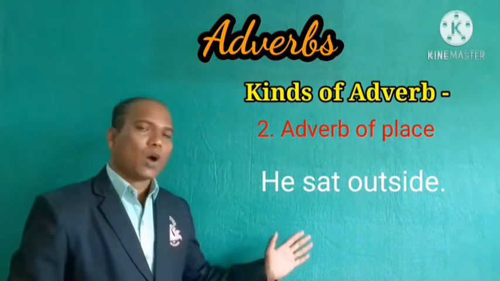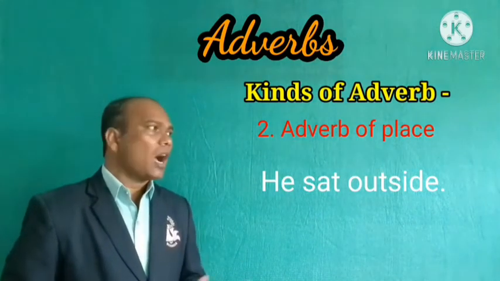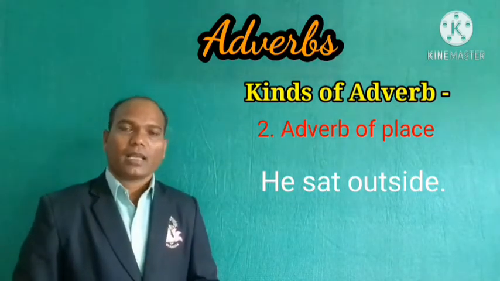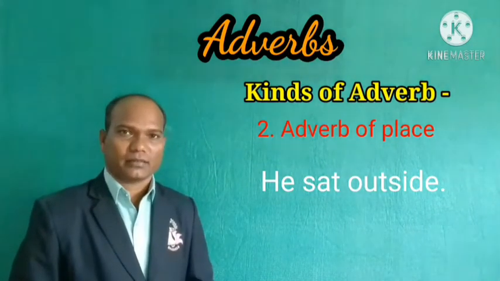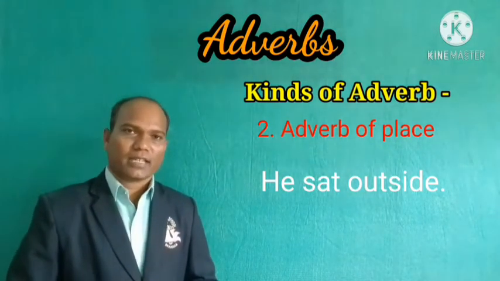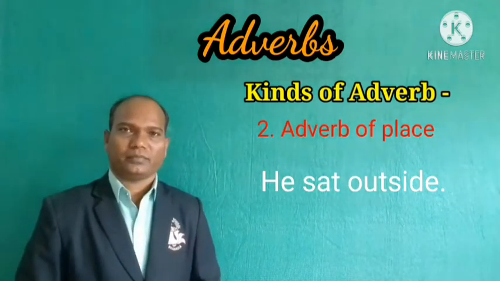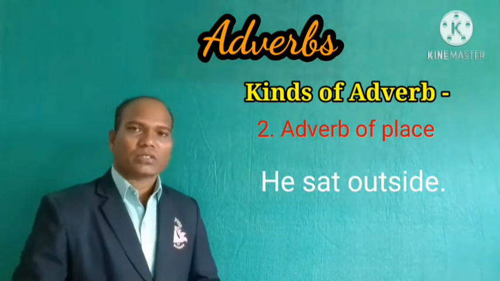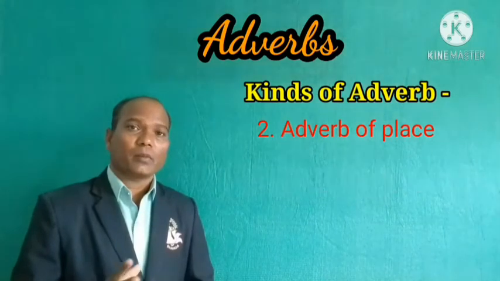He sat outside. Here, in this example, the word outside is an adverb of place, because it shows the place where an action takes place. It also answers the question where. For example, where did he sit? Answer: outside.